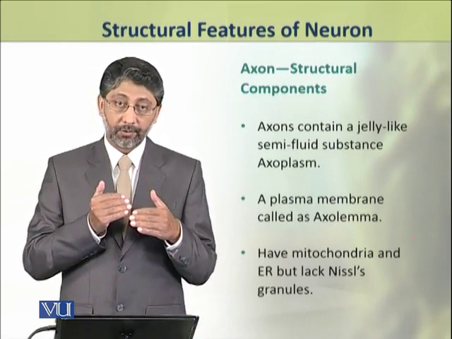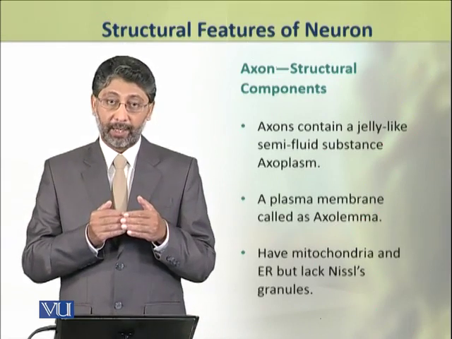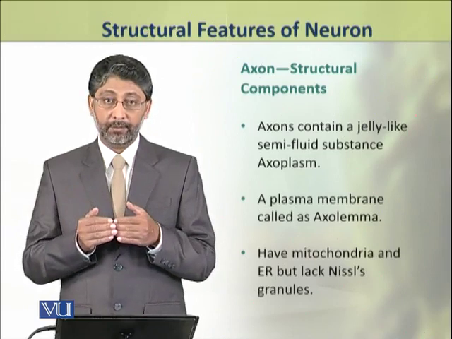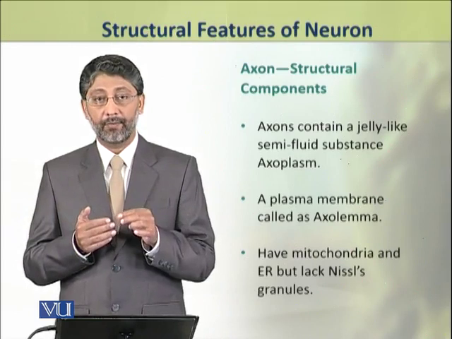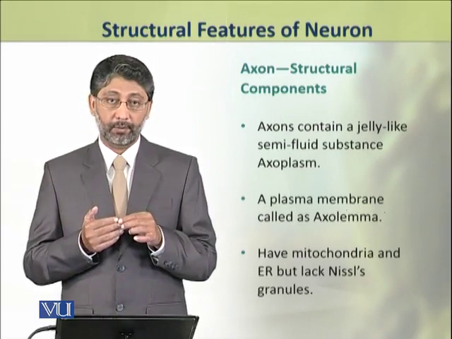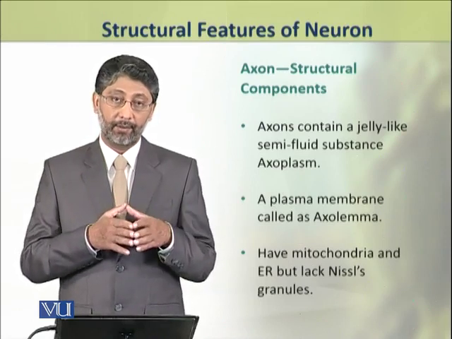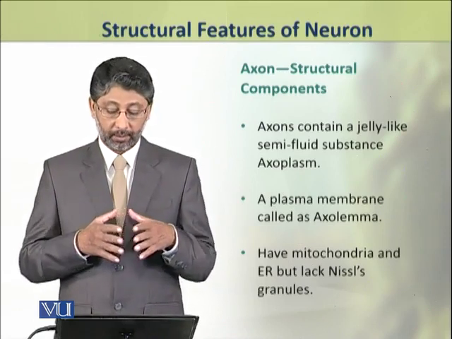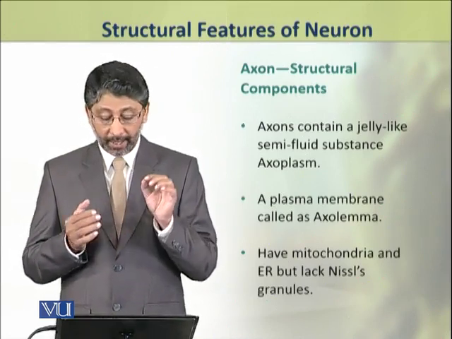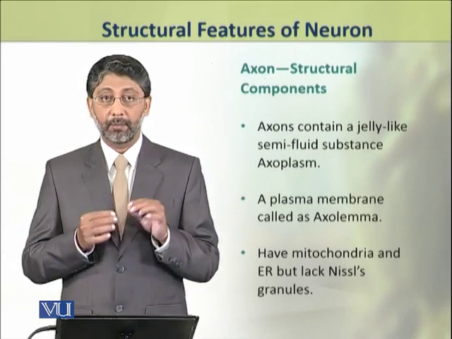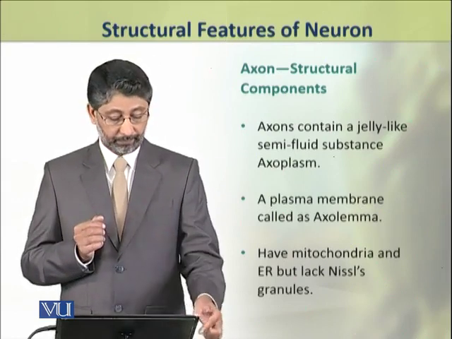The structure of axon has a cytoplasm-like material in it that is jelly-like semi-fluid and is known as axoplasm. Similarly, the plasma membrane of the axon is known as axolemma. Axons also have mitochondria and endoplasmic reticulum, but they lack Nissl's bodies.